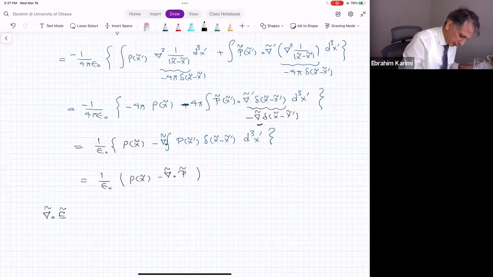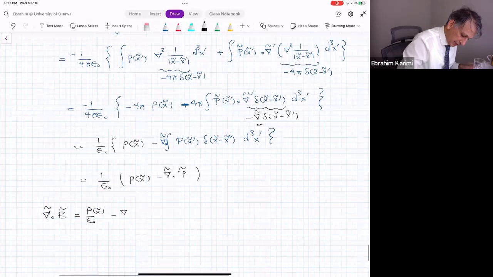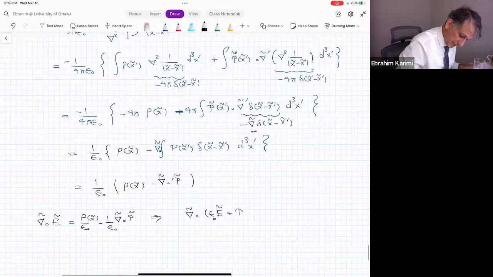It will be rho divided by epsilon zero, and that's of x, of course, minus divergence of P divided by epsilon zero. So multiplying both sides by epsilon zero, then we will get divergence of E plus P is equal to rho divided by epsilon naught.